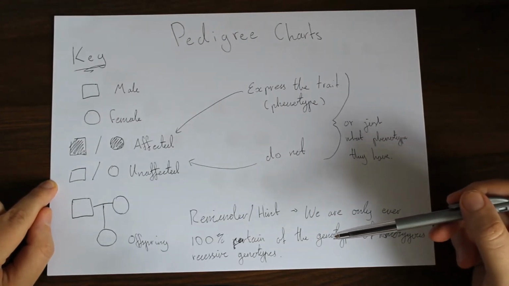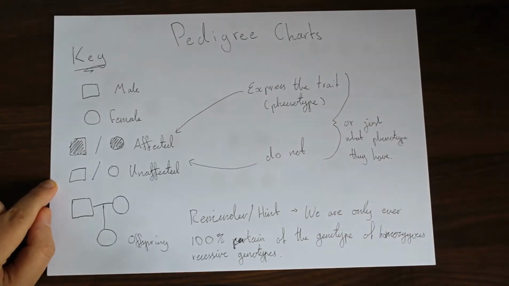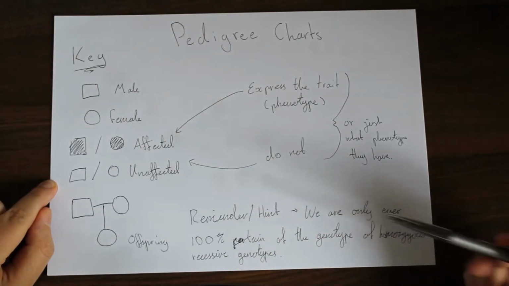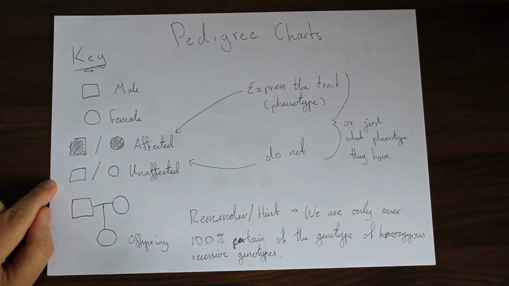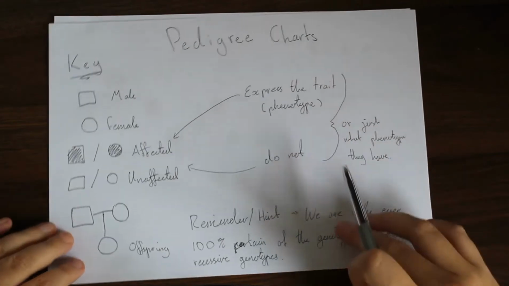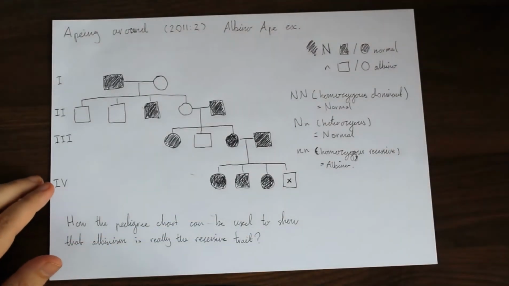Okay. Now, a reminder that in pedigree charts, the only individuals that we're 100% sure or certain of their genotype are those who are expressing the recessive genotype or the recessive phenotype, because we know they only have the recessive gene. So, let's look at an example.